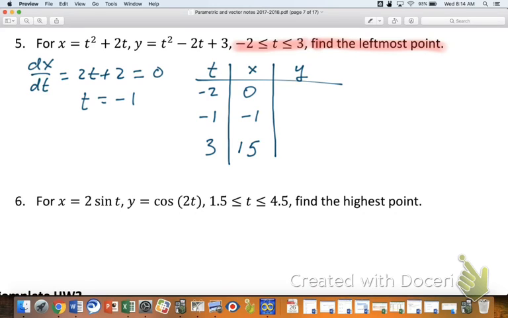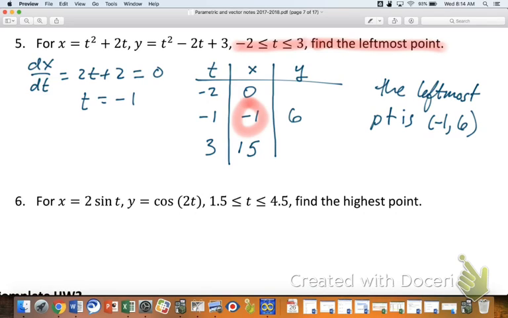So then I look through that column and I identify the lowest x value, right? The lowest x value right here, -1. And so I'm going to find the y to go with that. So when t is -1, y is 1 plus 2 plus 3? 6. And so the leftmost point is -1 comma 6. And that's, of course, when t equals -1.